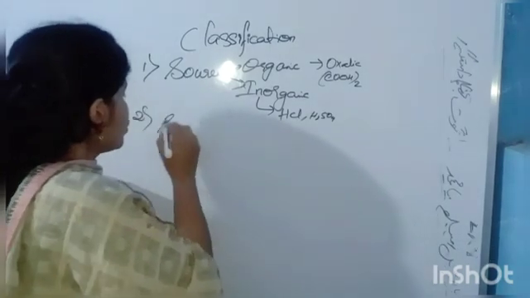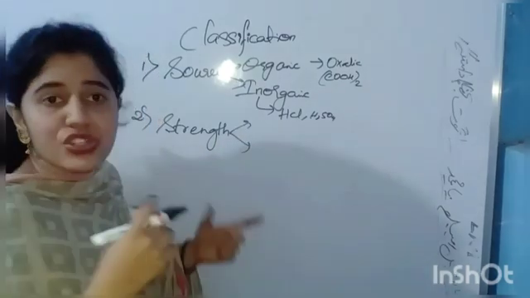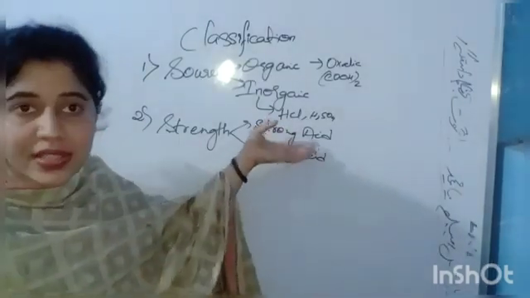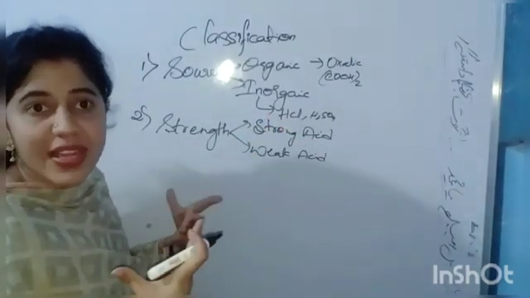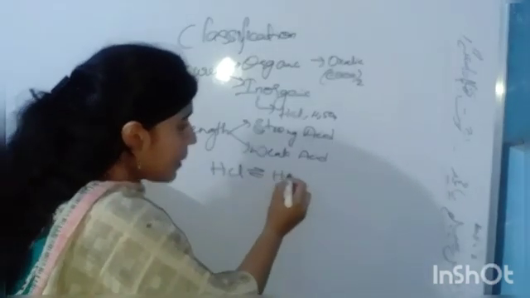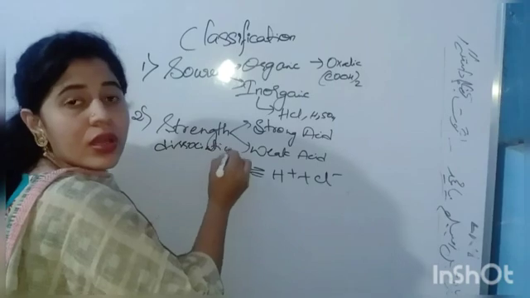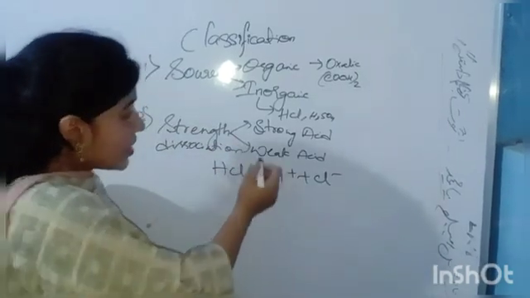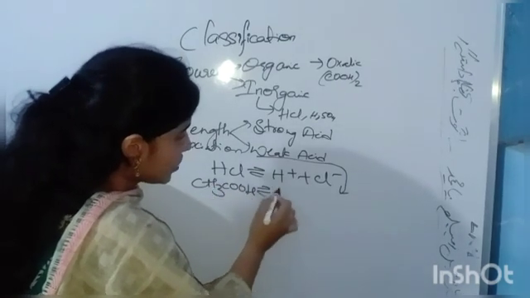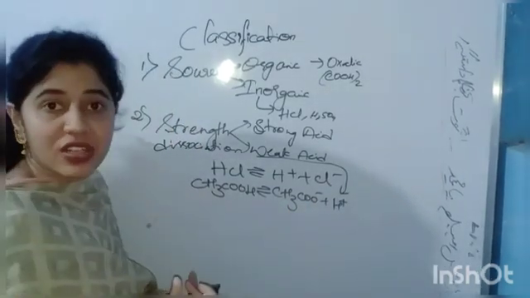Next comes strength. When it comes to strength, we have classified acids into strong acid and weak acid. Any substance which gives H+ ion easily, an example of this is HCl, which is completely dissociated. When it comes to weak, an example is acetic acid, which is partially dissociated into CH3COO- plus H+ ion.